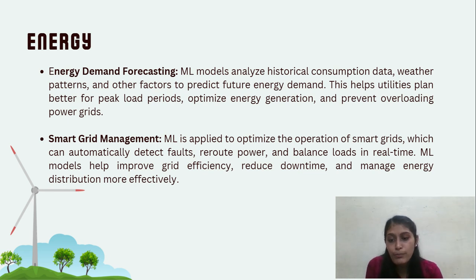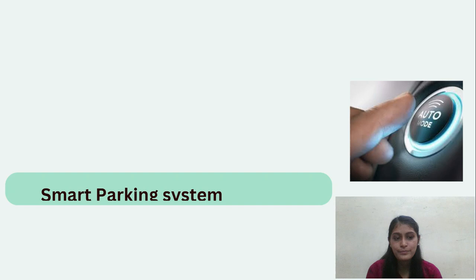Then one of the most important applications is smart grid management. ML can be applied to optimize the operation of smart grids, which can automatically detect faults, reroute power and balance loads in real time. So ML models can help improve grid efficiency, reduce downtime and manage energy distribution more effectively.